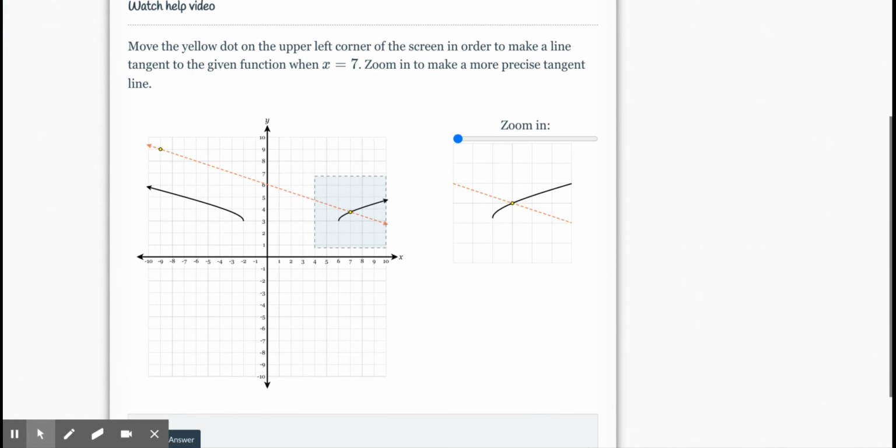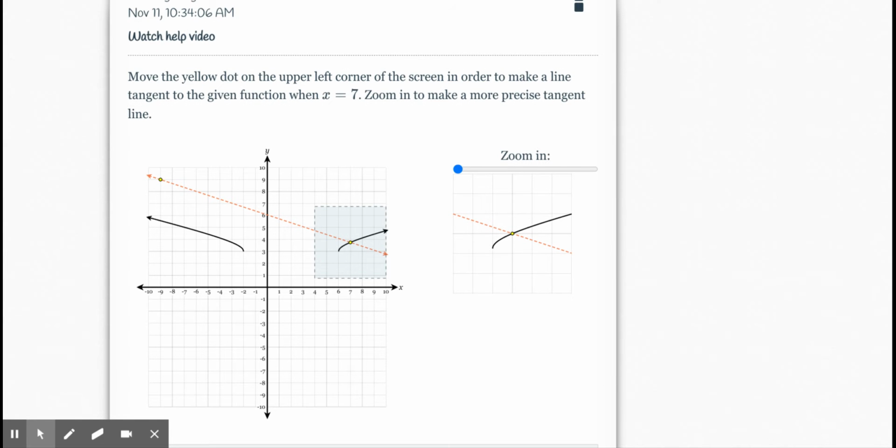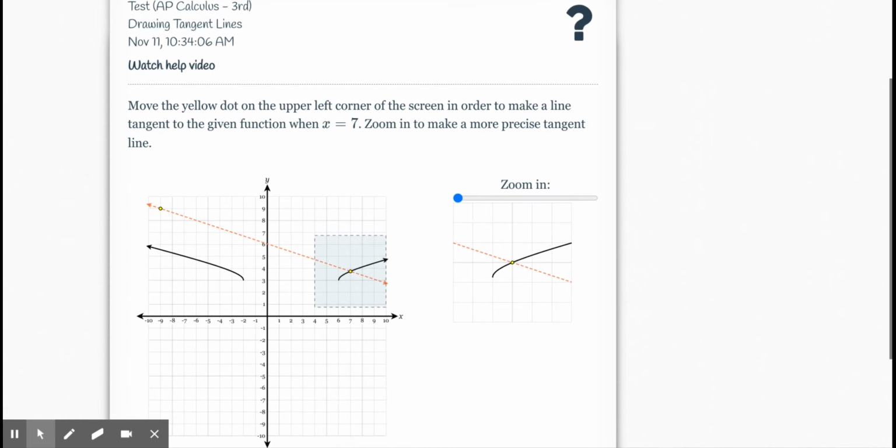So if we look at this first activity, this is just a visualization of what exactly a tangent line to a curve is. So what we're going to do here is you're supposed to just basically drag this second dot and make this line tangent to the curve. So at x equals 7, what we're doing essentially is just making a line that's tangent to the curve. You can see this is just like a zoomed in version of the box.